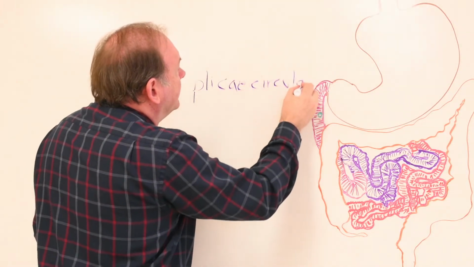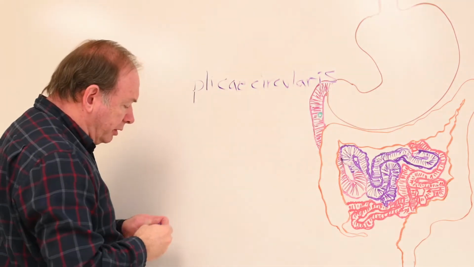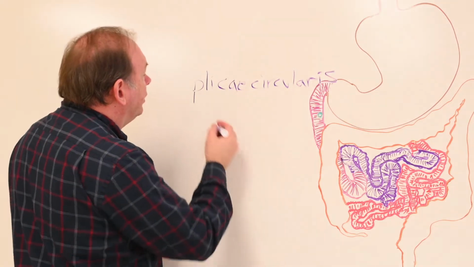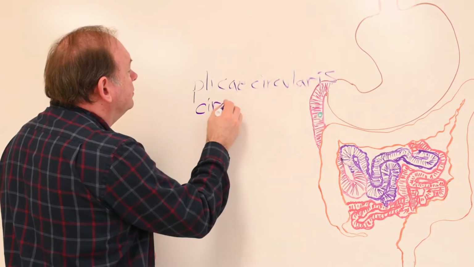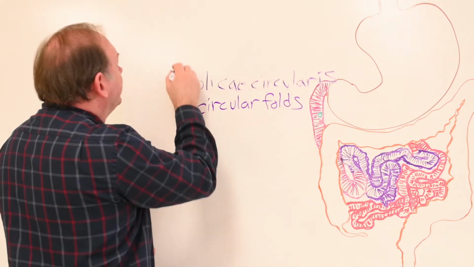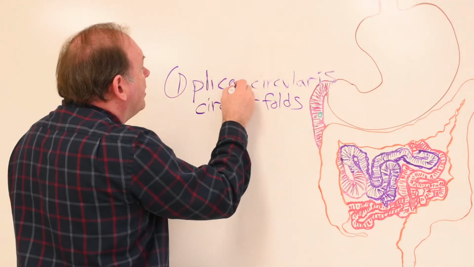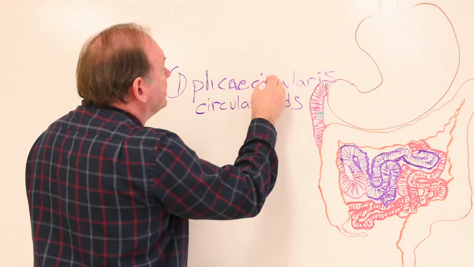circularis. Those are also known simply as circular folds. Circular folds. That's the first one. Plicae circularis.